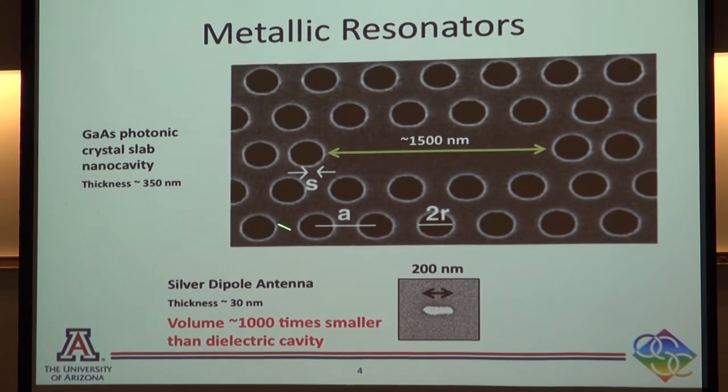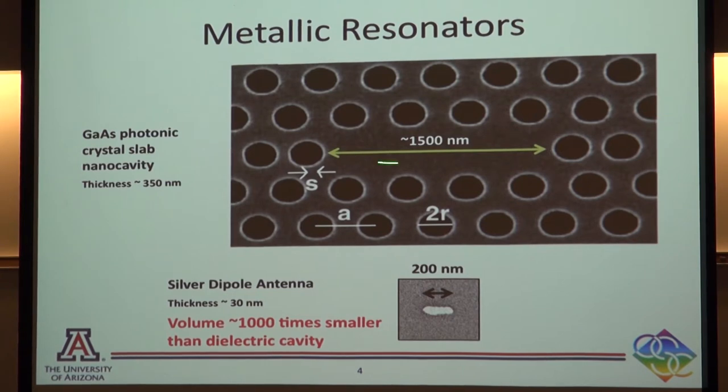For a decade, we were all doing drill baby drill, effectively drilling holes and seeing if we can improve the Q. But so far in gallium arsenide, Q is stuck at 20,000. It's kind of a record sample. They have an order of magnitude better in silicon. Nobody can understand why, but silicon is a much more forgiving material.